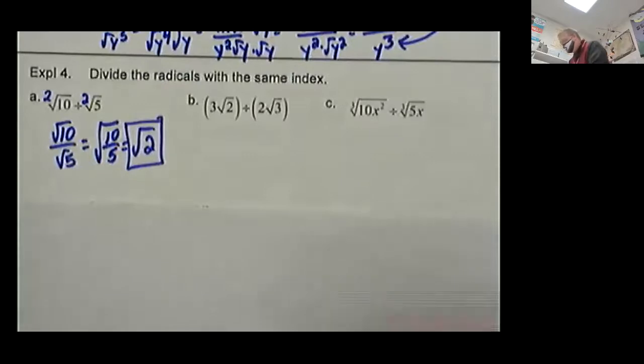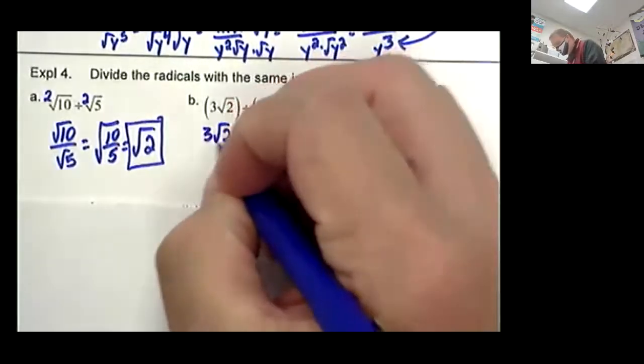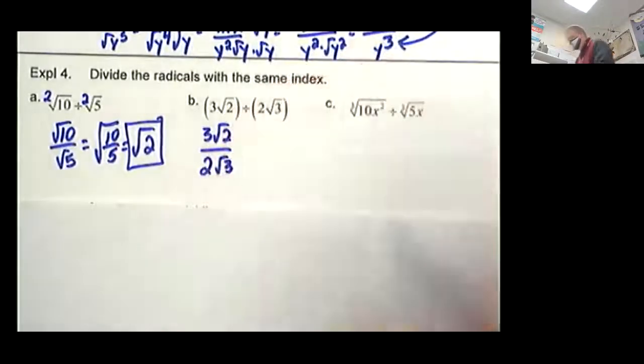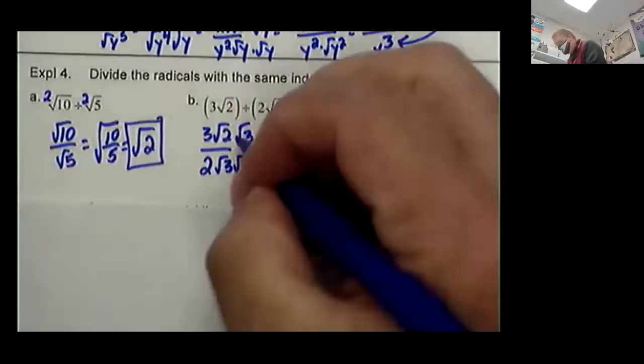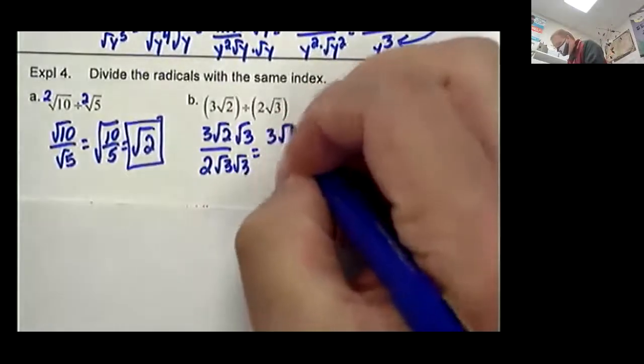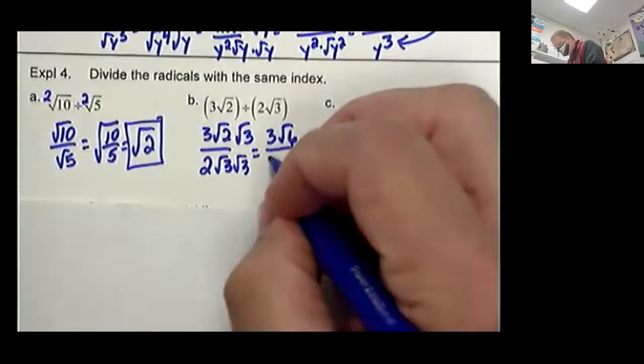Letter B, same thing. We're just going to turn this into a fraction: 3 root 2 divided by 2 root 3. And we just want to rationalize the denominator. So we're going to multiply by root 3 over root 3. That's going to give us 3 root 6 over 2.